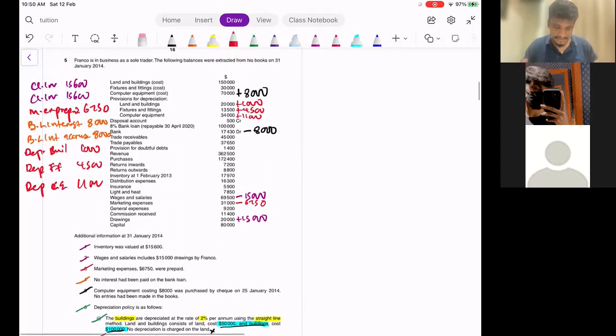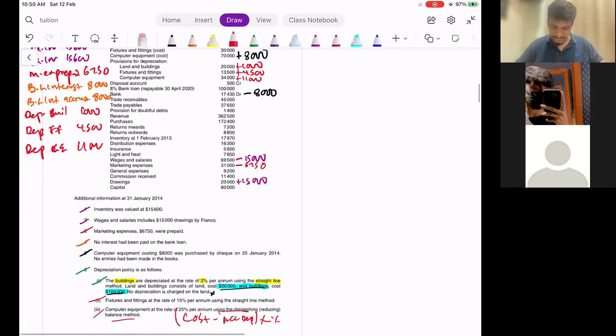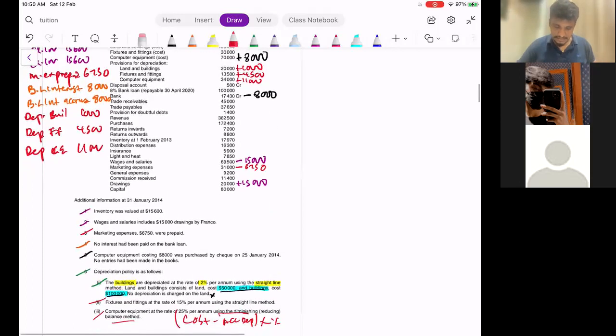Understand? So the accumulated depreciation will be this one, like the computer equipment. Here they say provision for depreciation of the land, of the fixtures, of the computer equipment. So they say provision for depreciation what? So all these three are provision for depreciation, which is the accumulated depreciation. Okay, give me 1 minute. There's a problem in this question.